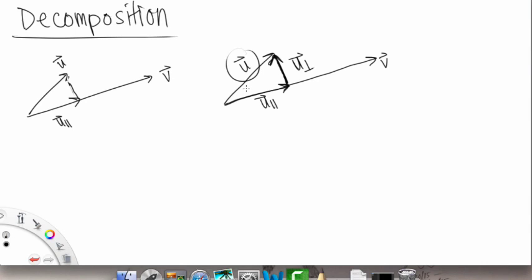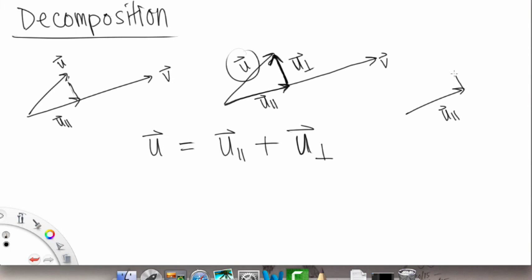The basic concept is the following: we can break u down into the parallel component and add it to the perpendicular component. Using the properties of vector addition, if you have u parallel and we add on the perpendicular part, u perpendicular, what you get as the resultant vector is our original u vector back. So this equation holds true due to vector addition.